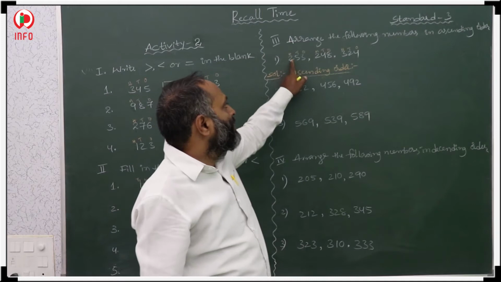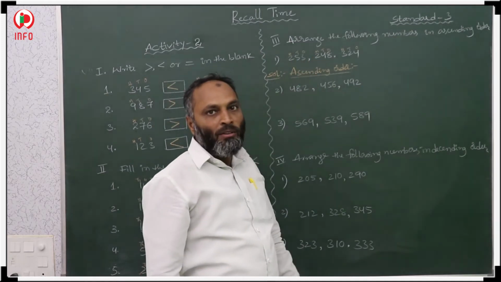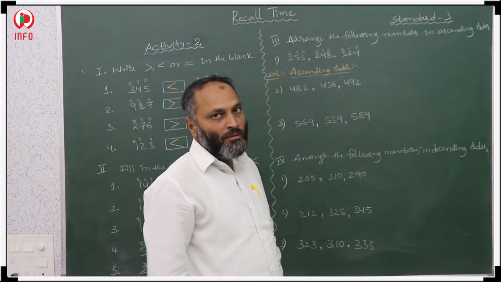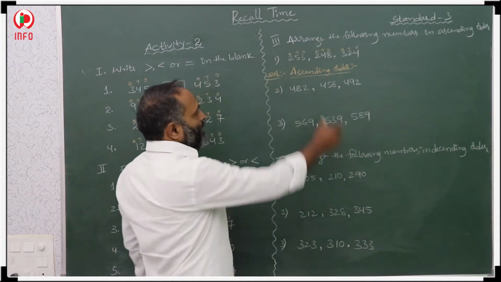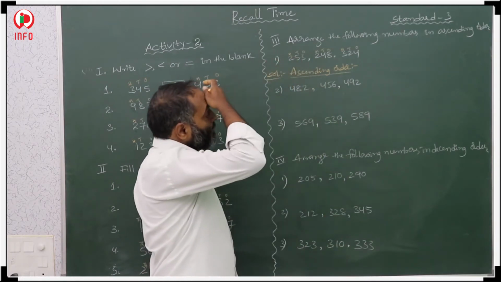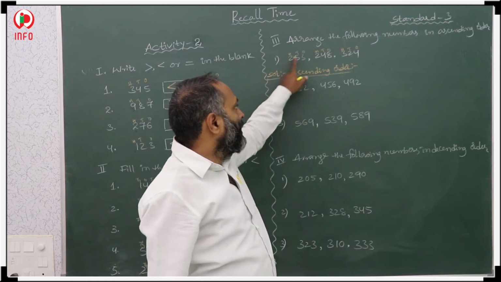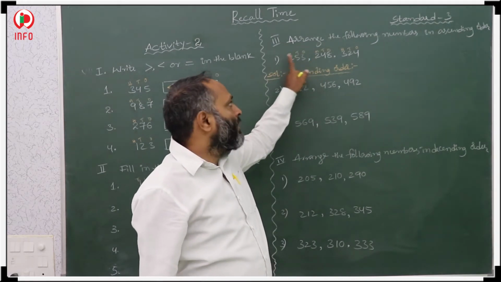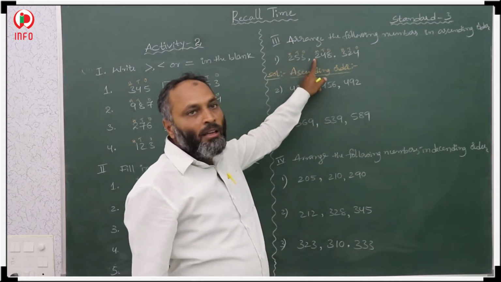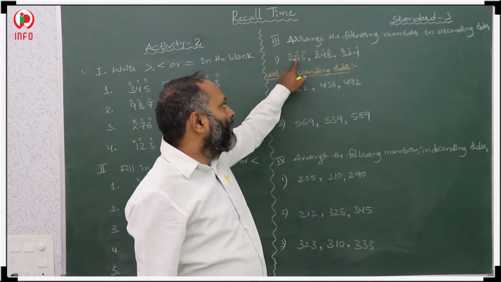In hundreds place, 2 is there, 2 is there, and 3. In 2, 2, 3, which one is smaller? 2 is smaller. So these two numbers have 2 in the hundreds place, here and here. So again we have to check our next place.